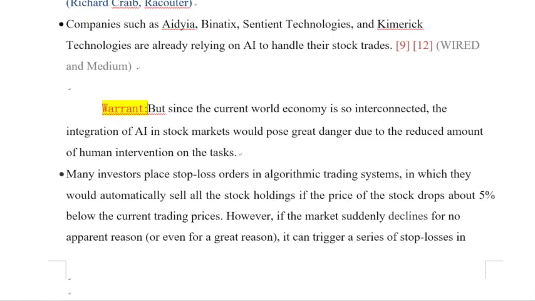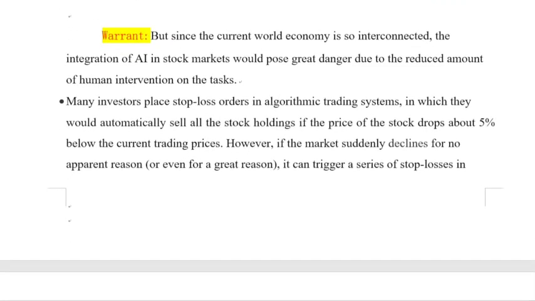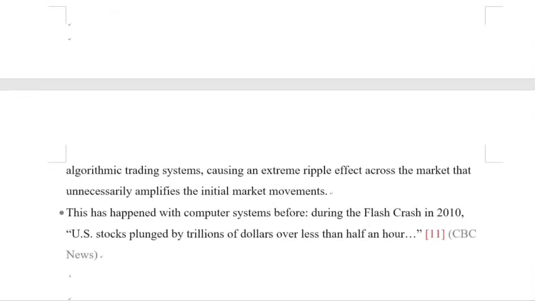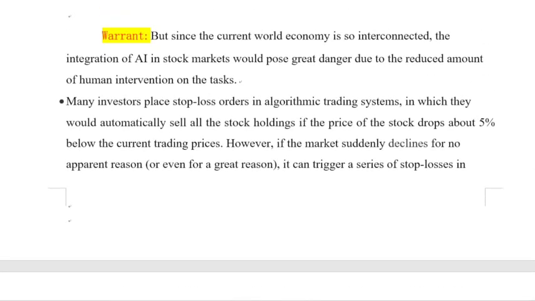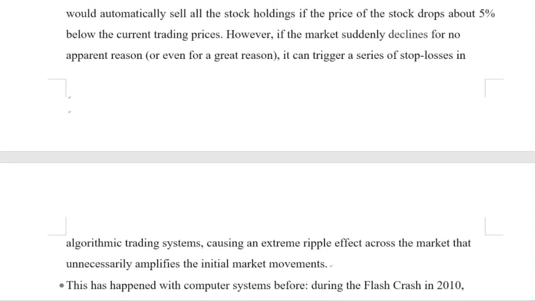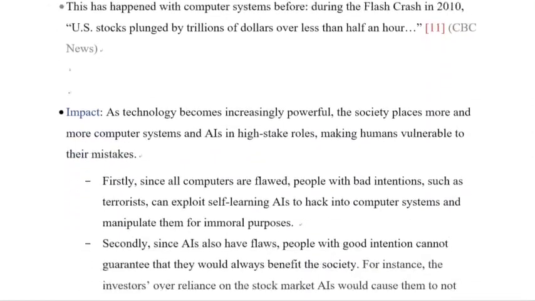Many investors place stop-loss orders in algorithmic trading systems in which they would automatically sell all the stock holdings if the price of the stock drops about 5% below the current trading prices. However, if the market suddenly declines for no apparent reason, it can trigger a series of stop losses in algorithmic trading systems, causing an extreme ripple effect across the market that unnecessarily amplifies the initial market movements. So basically this part is explaining how AI controlling the market will cause extreme ripple effects across the market that amplifies the initial market movements.